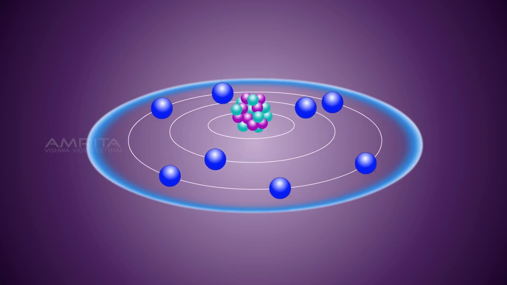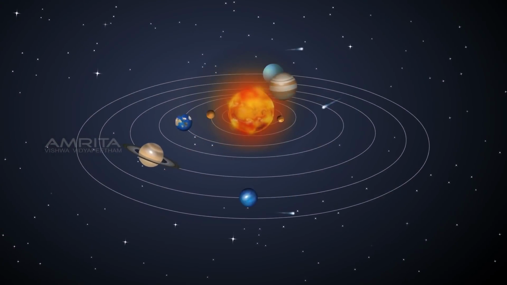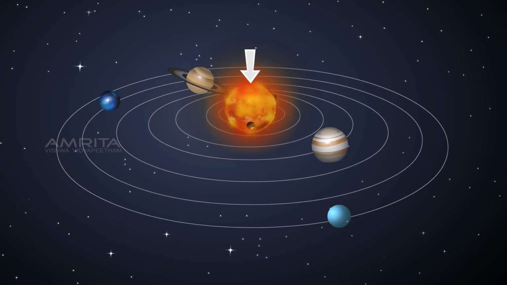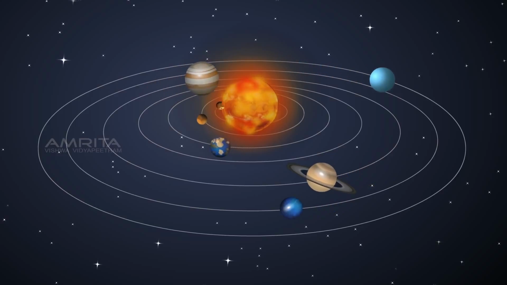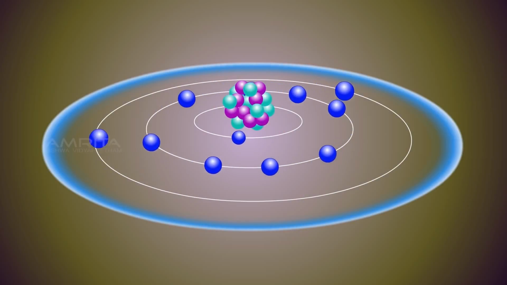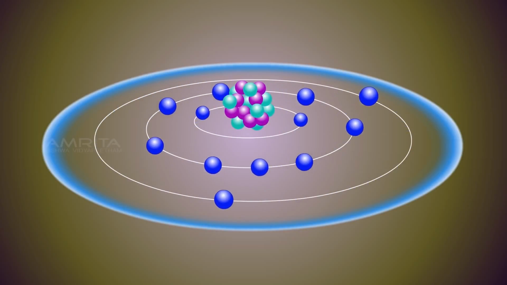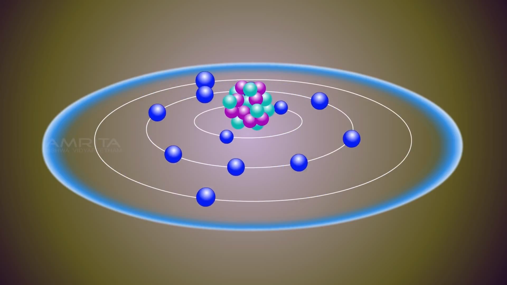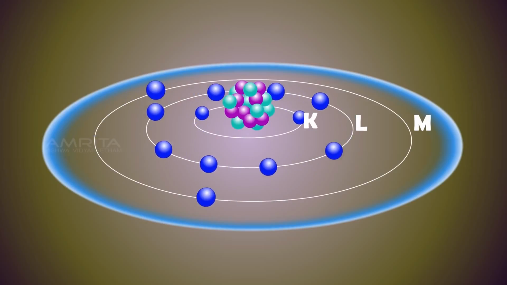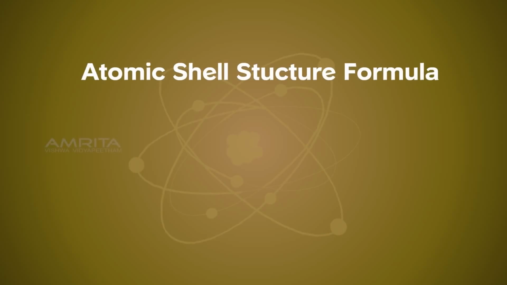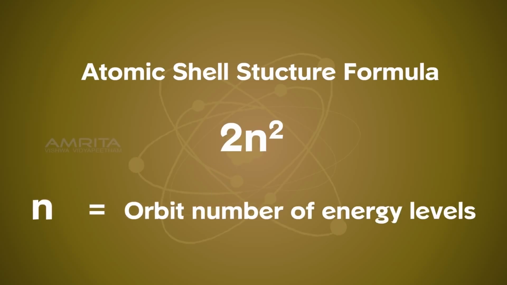The atom has been compared to the solar system. In an atom, the nucleus is the sun and the electrons are the planets. Just like planets in the solar system, each electron revolves around the nucleus in its own different orbit. The orbits or shells are represented by the letters K, L, M, etc. The maximum number of electrons present in a shell is given by the formula 2n², where n is the orbit number or energy shell.